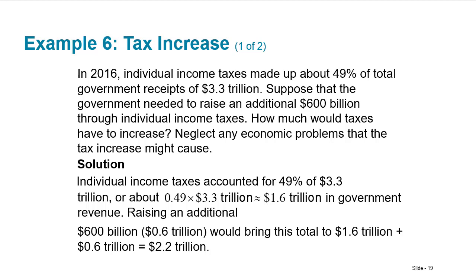In 2016, individual income taxes made up about 49% of total government receipts, i.e., 49% of the total money the government took in. And that was 3.3 trillion. Suppose that the government needed to raise an additional 600 billion through individual income taxes, how much would taxes have to increase? Well, the individual income taxes accounted for 49% of 3.3 trillion, or about 1.6 trillion. Raising an additional 600 billion, or 0.6 trillion, would bring this total to 1.6 plus 0.6, or 2.2 trillion.